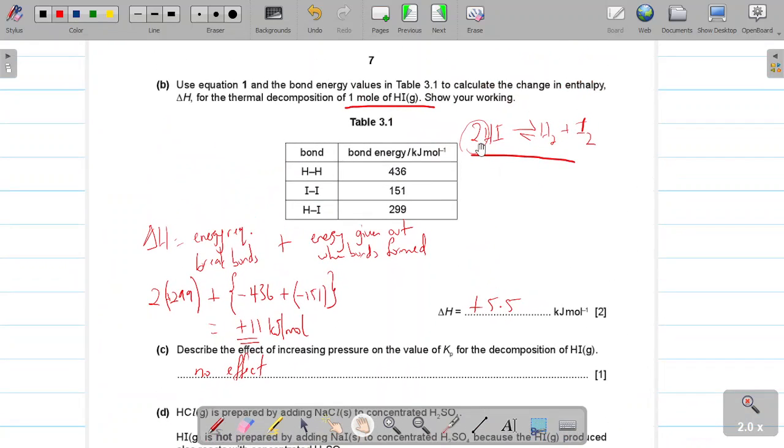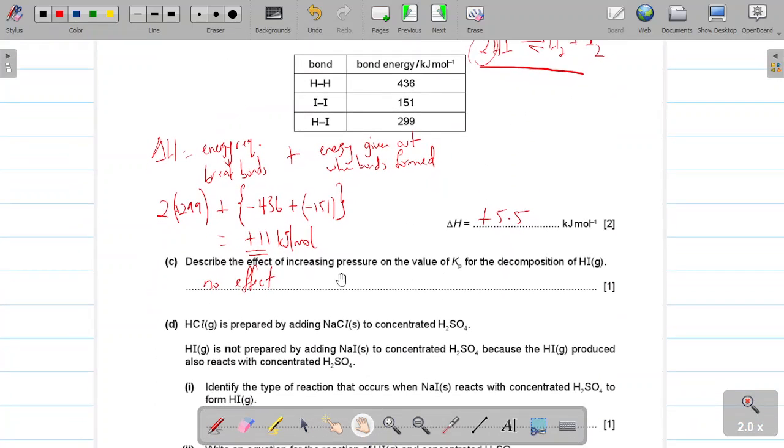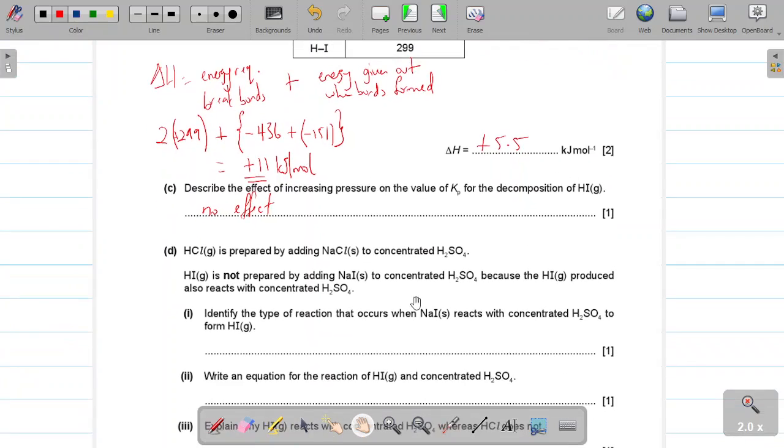Notice we have 2 moles of hydrogen iodide and we have 1 mole of hydrogen, 1 mole of iodine. So 2 moles of gas on the left-hand side and 2 moles of gas on the right-hand side. So pressure will not affect this equilibrium.